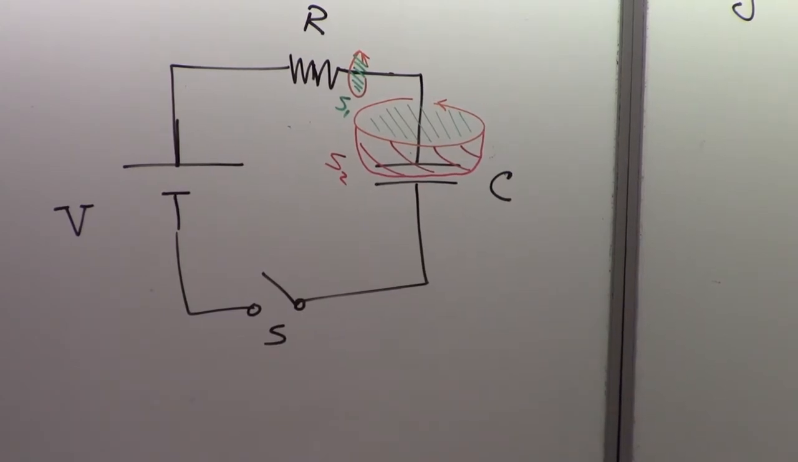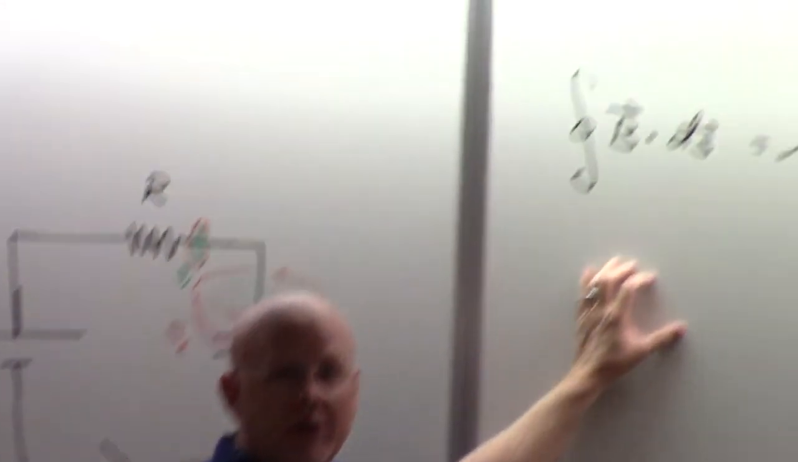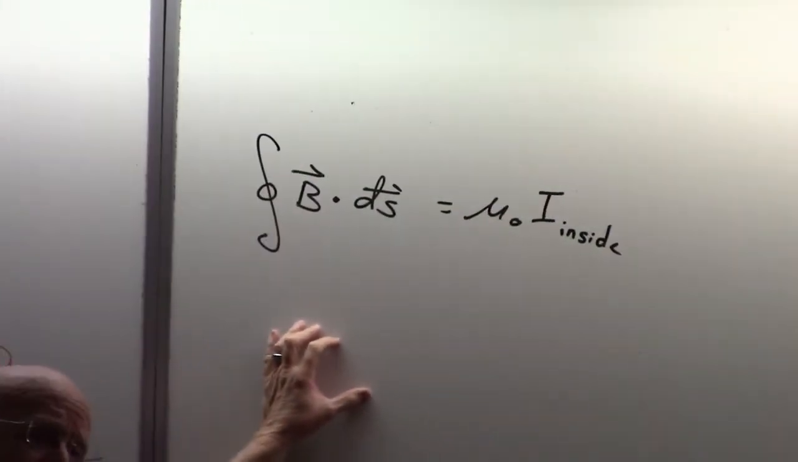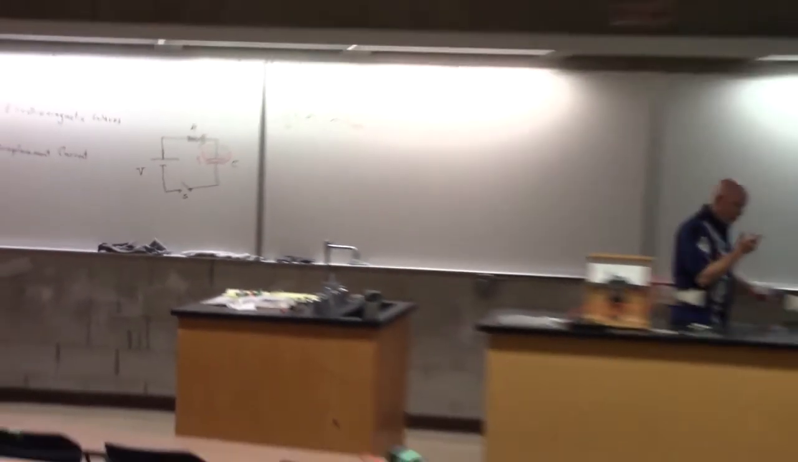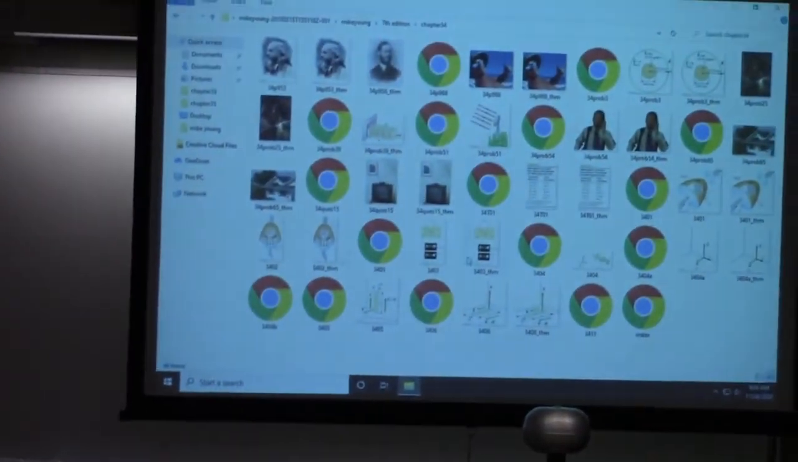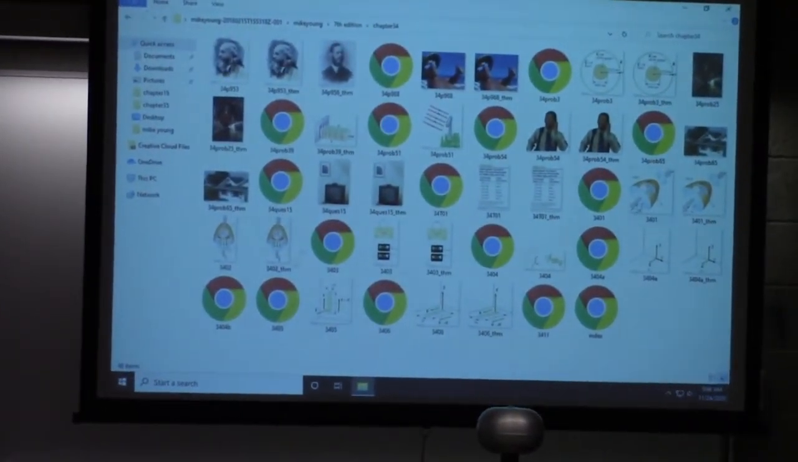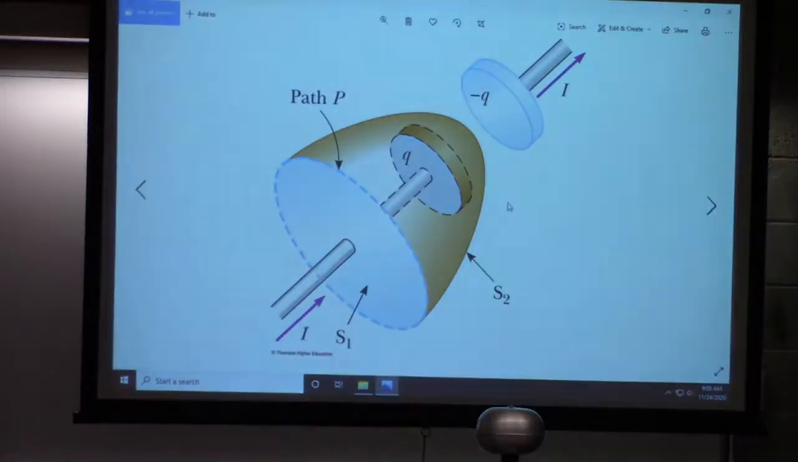Does that mean that Ampere's law is only true for flat surfaces? Or is there something missing? Is there something more here? Now, let me take this as an opportunity to turn on one of the diagrams here in the book, because my 3D picture is probably not as good as the book's.